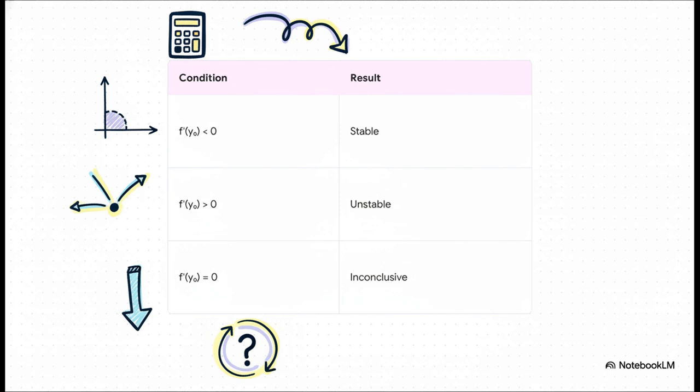Think of the derivative as telling you the trend right around that equilibrium point. If the derivative is negative, it means if you get nudged away, the system pushes you back. That's stable. If the derivative's positive, a little nudge sends you flying further away. That's unstable. And if it's 0? Well, the test can't tell us, and we have to dig a little deeper.